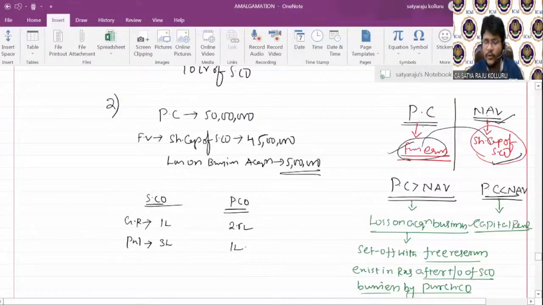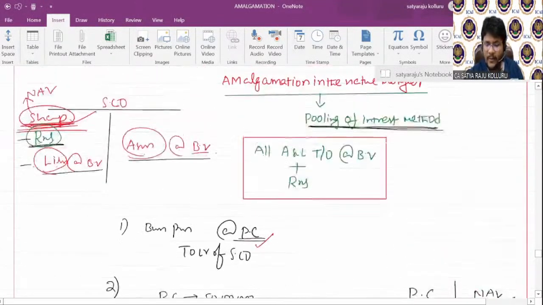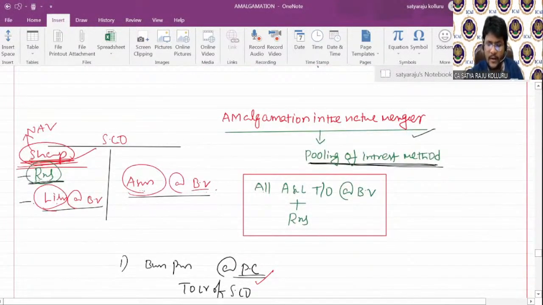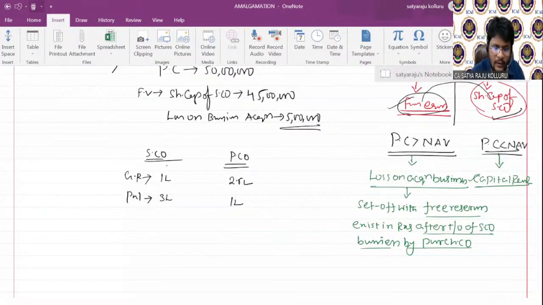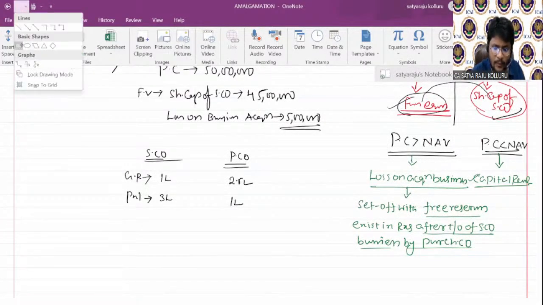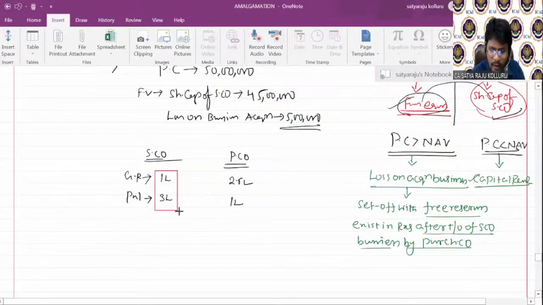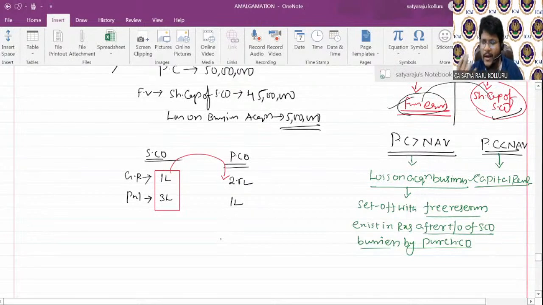Now, what should I do? In case of amalgamation in the nature of merger, the reserves and surplus of the selling company belong to the purchasing company. That means all the reserves of the selling company we are automatically going to incorporate in the books of the purchasing company. Now, after amalgamation, how will the reserves and surplus become? We are taking over the reserves and surplus of the selling company as well, right?